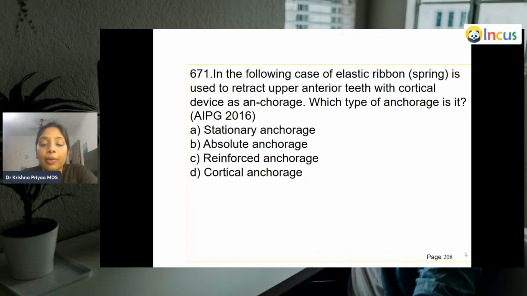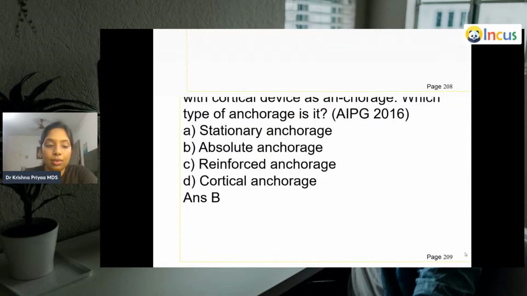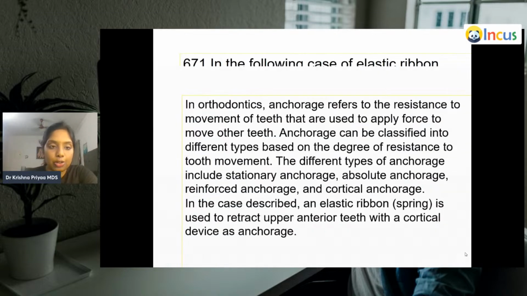So here they've given the scenario of an elastic ribbon spring, right, to retract the upper anterior teeth. So it cannot be stationary anchorage because it is associated with bodily movement, we discussed earlier. It cannot be reinforced anchorage because it is associated with the tissue and the surrounding elements of the tooth. It can either be absolute or cortical. Since cortical anchorage is not the only scenario here, we are associating it with the spring. So answer is absolute anchorage.